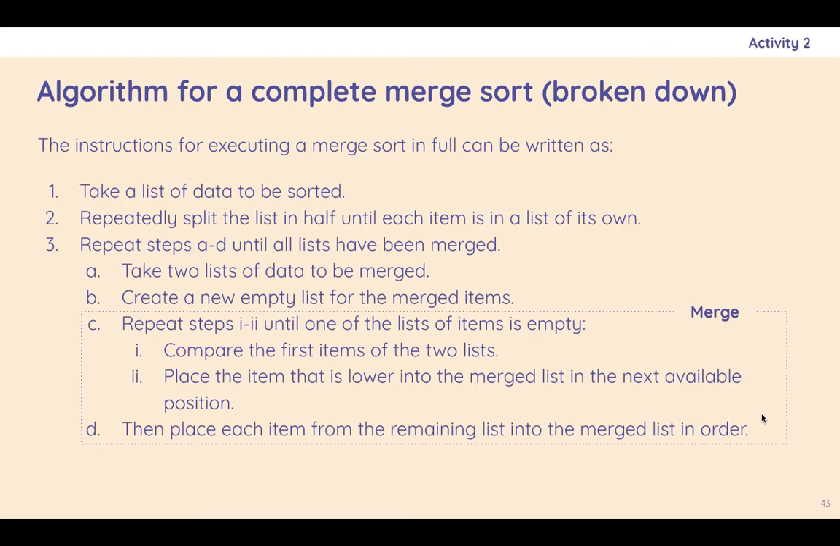So here is the algorithm. Take the list of data to be sorted, repeatedly split it in half until each item is in a list of its own, and then repeatedly merge them together until you end up with 1 big list.